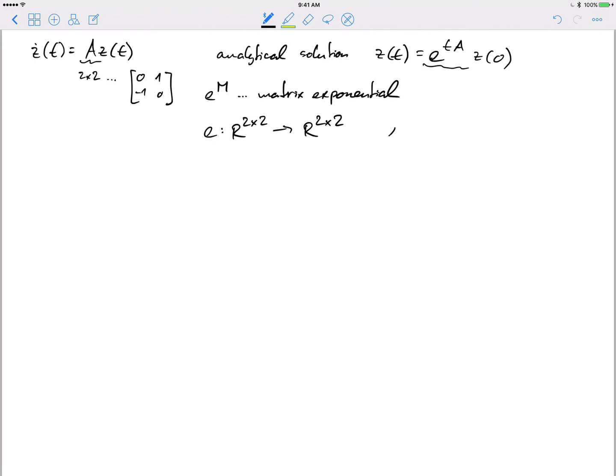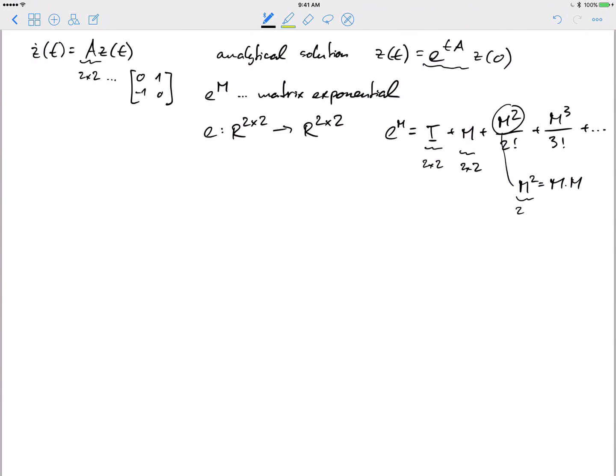And how is that matrix defined? The matrix is defined like this, kind of like a regular exponential except for matrices. That is, I is an identity matrix plus M plus M squared divided by 2 factorial plus M cubed divided by 3 factorial, and so on, okay? Just like a regular exponential except for matrices, okay? So this thing is an identity, 2x2 matrix, right? This thing is also a matrix. This thing is the matrix, what is M squared, right? M squared, of course, is M times M, but this is a matrix product. So again, 2x2 matrix, okay?